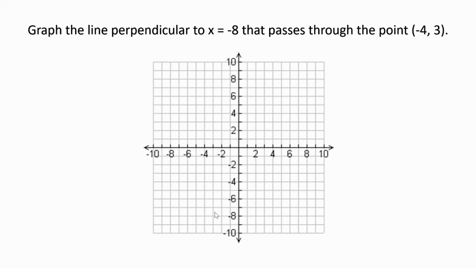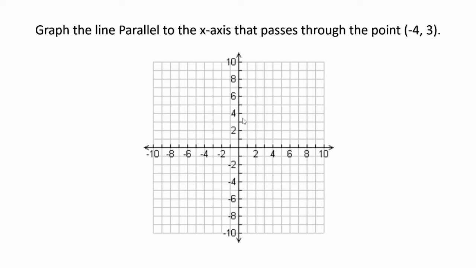Graph the line perpendicular to x equals -8 and passing through the point -4, 3. This is the point -4, 3, and this is the graph of x equals -8. Remember, it goes through the x-axis at -8. So would perpendicular be straight up and down or straight across? Well, to be perpendicular, it would need to go straight across, and so it would look like this. It would be y equals 3.